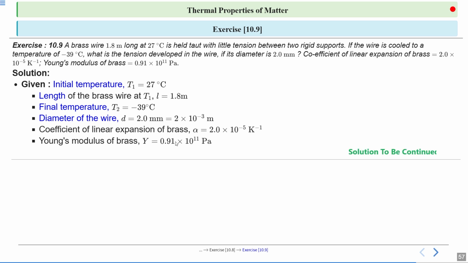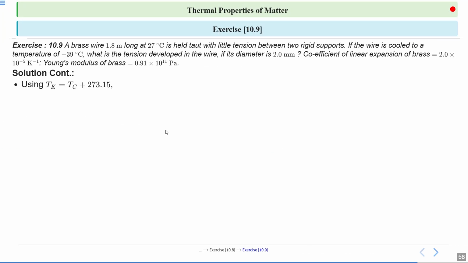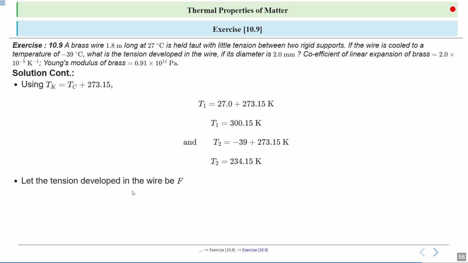So solving this equation using these given terms. Now using Tk equal to Tc plus 273.15, we can say T1 equal to 27 plus 273.15 Kelvin. So it will be 300.15 Kelvin. T2 equal to minus 39 plus 273.15 Kelvin. So T2 equal to 234.15 Kelvin. Let the tension developed in the wire be F.